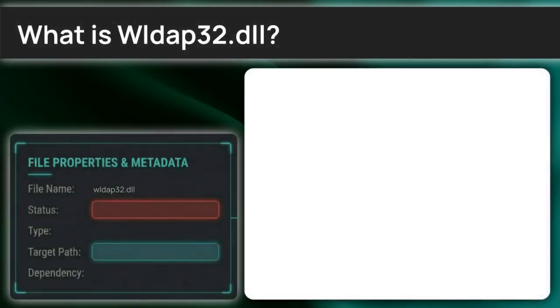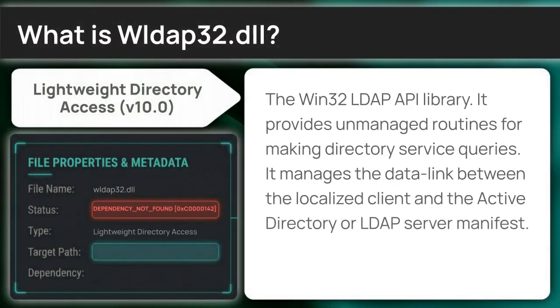This is the wldap32, the Win32 LDAP API library. It provides unmanaged routines for making directory service queries. It manages the data link between the localized client and the Active Directory or LDAP server manifest. Now that we've covered what the file does, let's jump into our first fix.